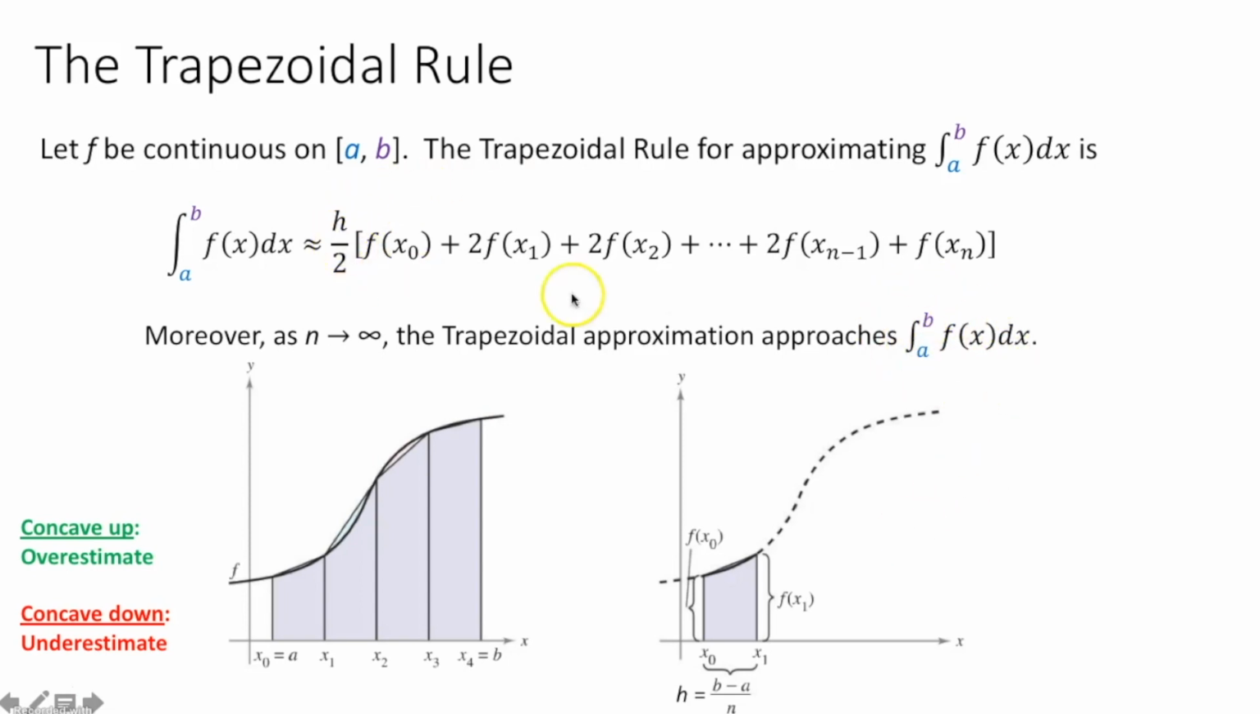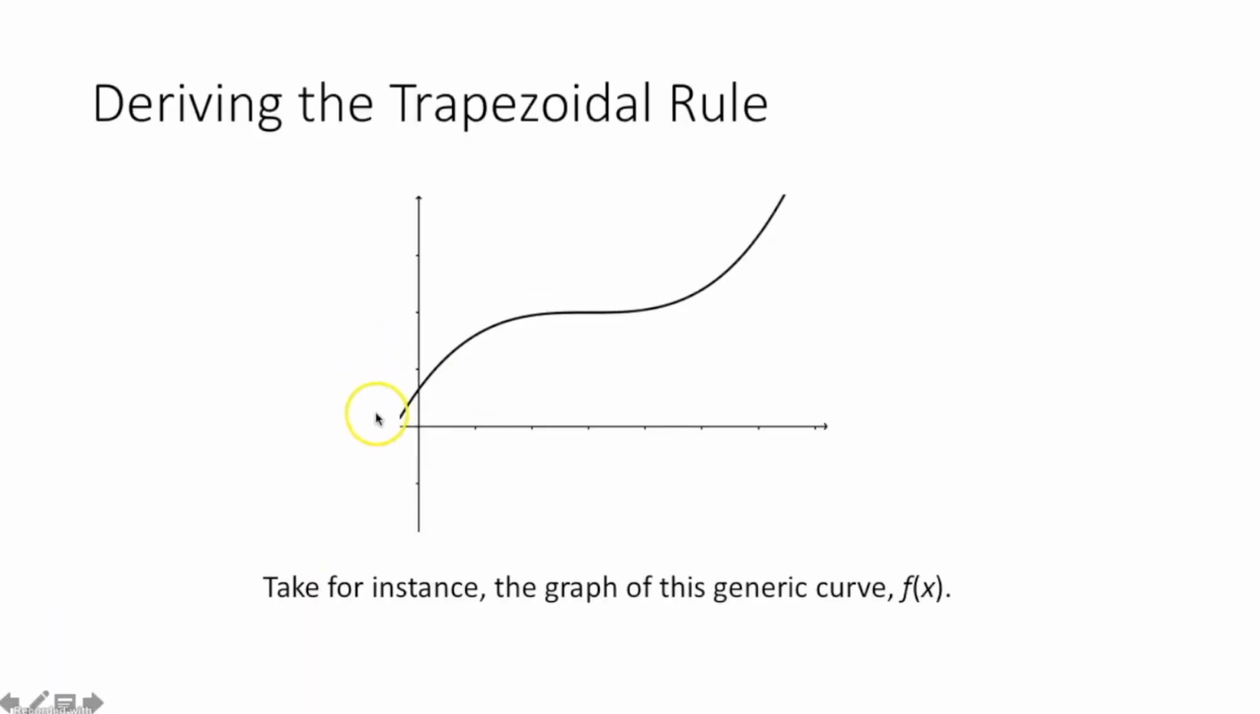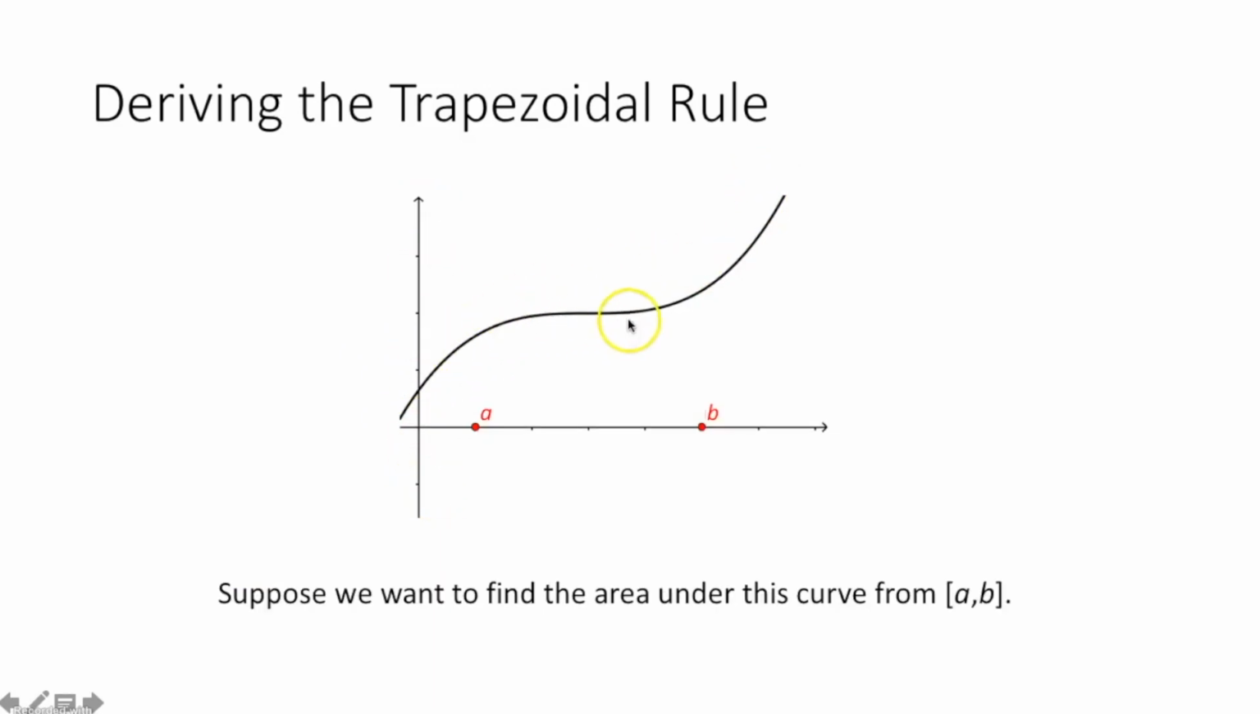Now, how did we get the trapezoidal rule? Where did this come from? Well, let's explain this a little bit more. Imagine that we have a function f graphed on this coordinate plane right here, and we want to find the area under this curve over the given interval from a to b, this closed interval.